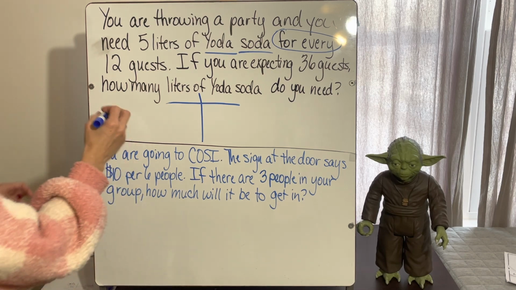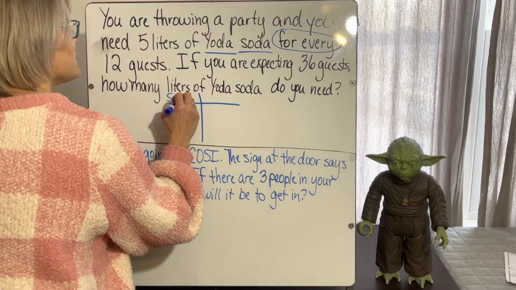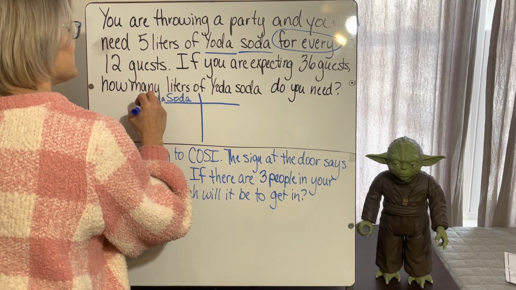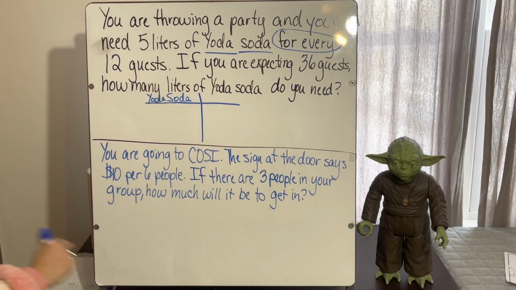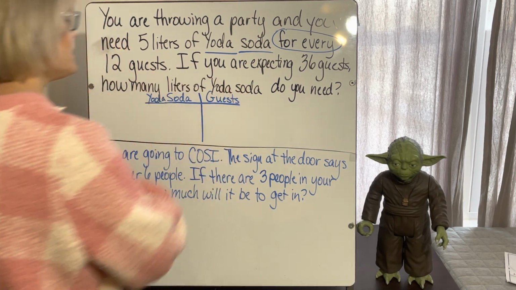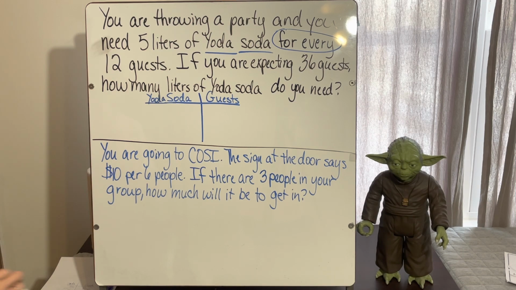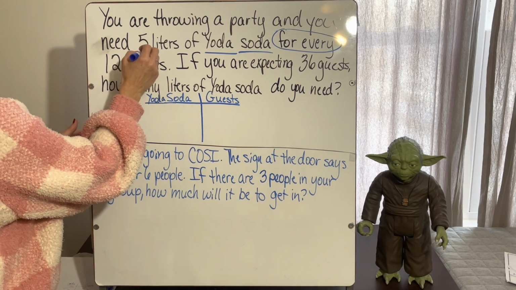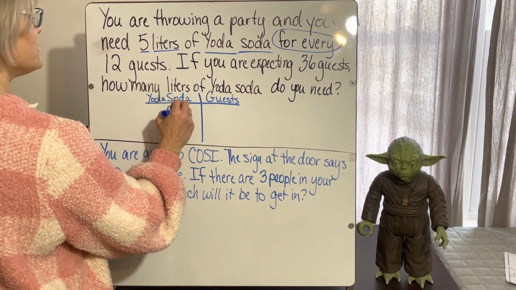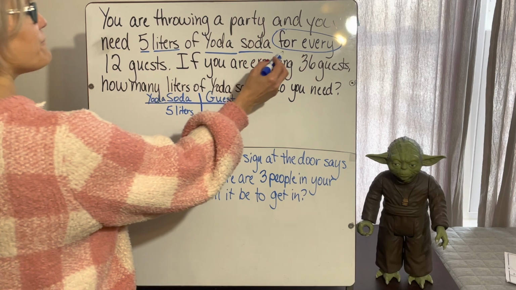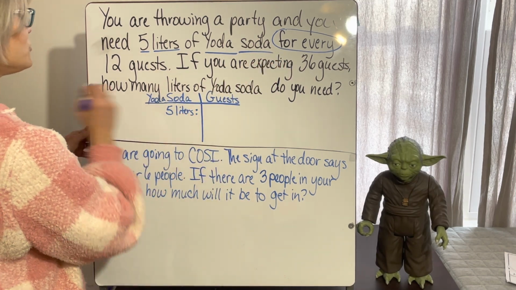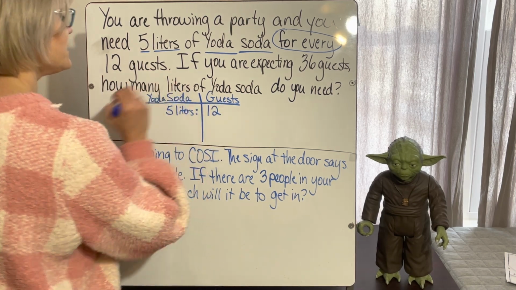All right, so I'm going to put the soda over on this side. And, well, let's go ahead and write Yoda soda, because you know how I like Star Wars. And then on the other side, I'm going to write guests. So for the Yoda soda, I'm going to go back up and it says here 5 liters of Yoda soda, 5 liters. And this is for every, so that tells me right there, 5 liters to every 12 guests.